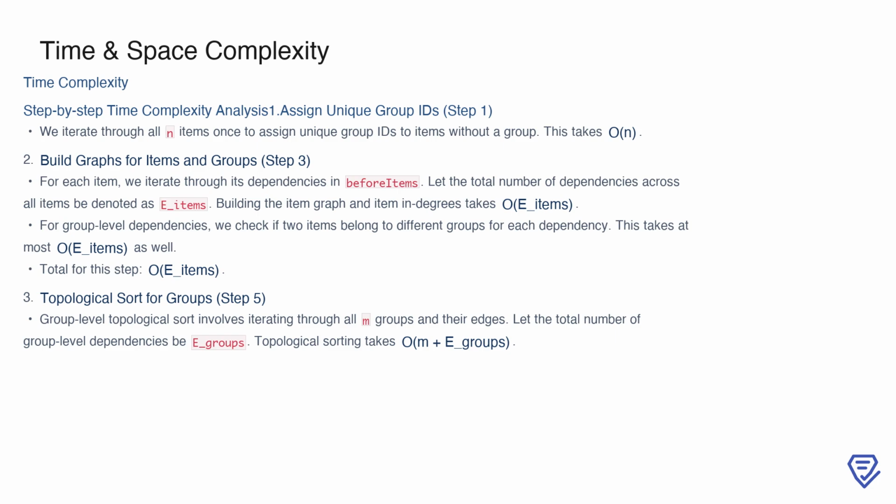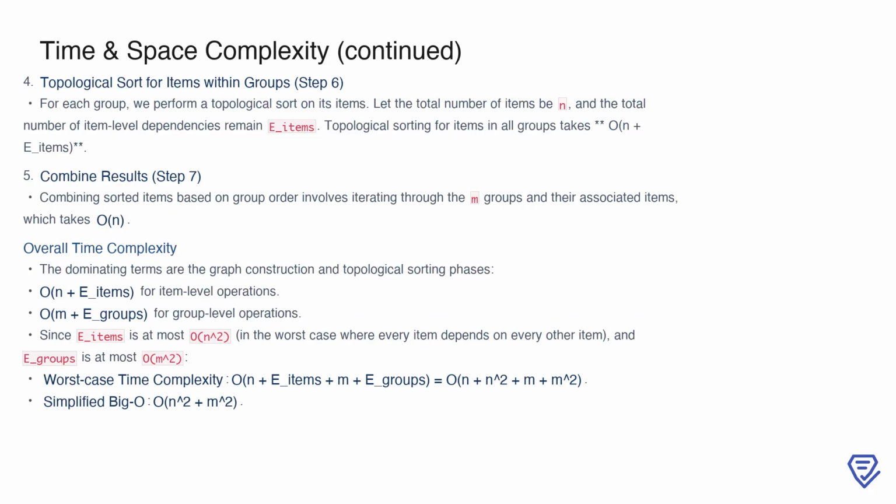Now, considering the topological sort for items within groups, we need to process the items for each group individually. Since there are n items in total and the dependencies among them remain e_items, the topological sorting of items across all groups takes n plus e_items. After that, we combine the results by iterating through the m groups and assembling their associated items in sorted order. This combination process involves a simple linear iteration through the groups and their items, requiring n time.